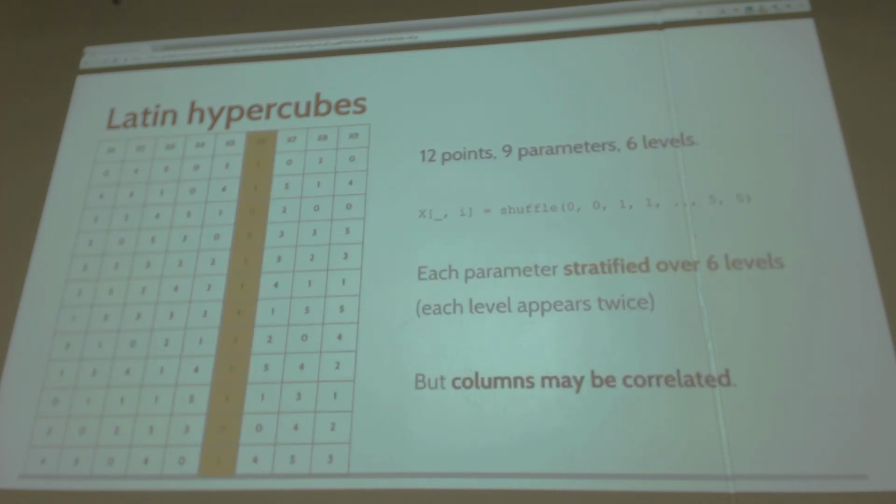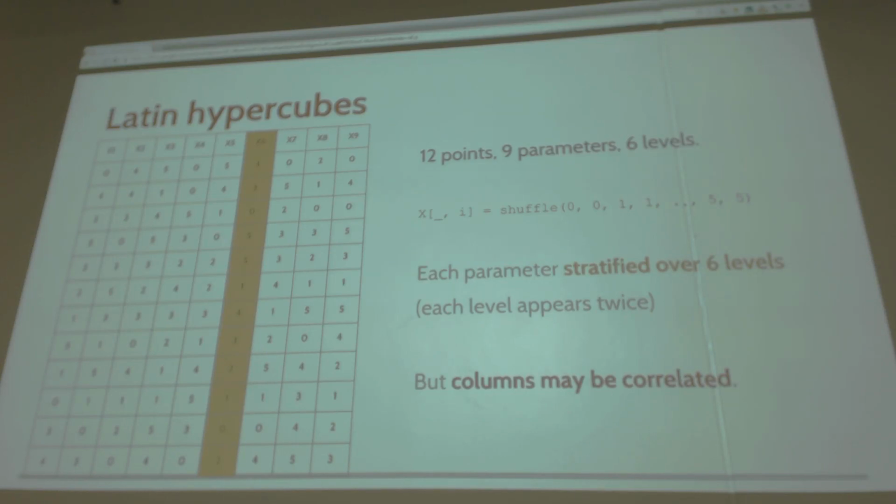Here's a more interesting example of a Latin hypercube. We have 12 points and 9 parameters and 6 levels, and for every parameter we have each of the 6 levels appear twice. So this might kind of seem remarkable, but it actually isn't. So this design is very easy to produce.